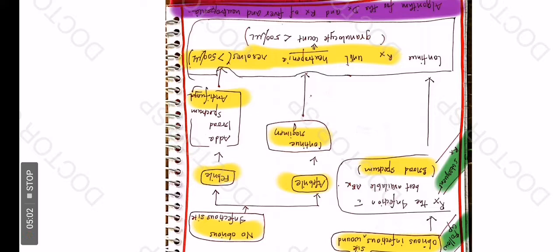Then in all the scenarios, continue the treatment until the neutrophil count starts increasing, greater than 500 per microliter of blood, for at least 2 days. Okay.